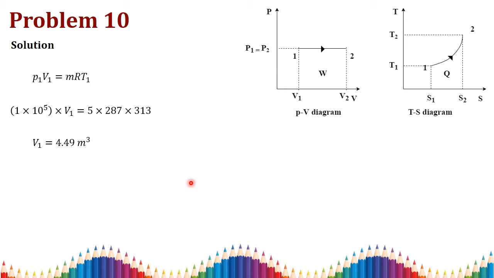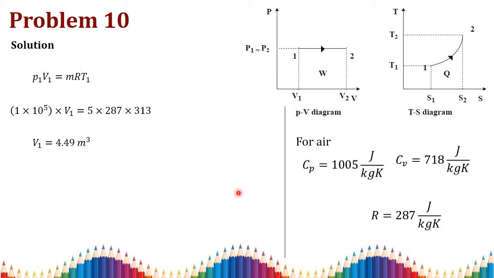Before finding the change in volume, that is V2 minus V1, we need to find the individual terms V1 and V2. To find V1, the ideal gas equation is P1 V1 equal to mRT1. So P1 is 1 into 10 to the power of 5 Newton per meter square into V1, which is equal to mass 5 kg, then R. In this question R is not given. Instead they have mentioned Cp and Cv values for air. For air, the specific heat capacities at constant pressure and constant volume are constant. Cp for air is 1005 joule per kilogram Kelvin and Cv for air is 718 joule per kilogram Kelvin.